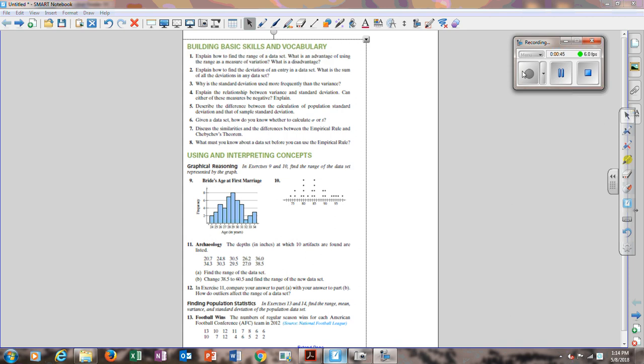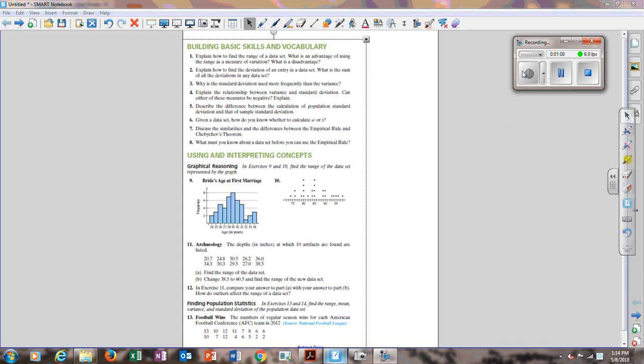Number two, explain how to find the deviation of an entry in a data set. In order to find the deviation, you just take the entry minus the mean. What is the sum of all the deviations in any data set? It is all going to add up to 0.